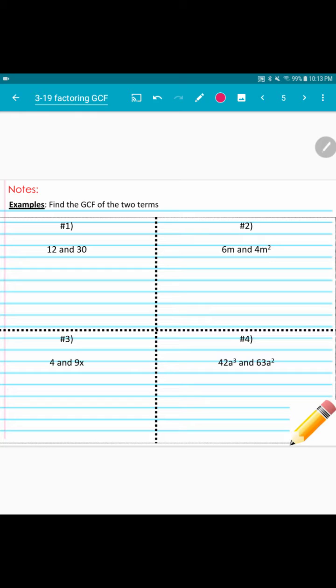Okay, so greatest common factors of 12 and 30. So I want to start by making a list of what numbers multiply into 12 and 30. So 1 times 12, 2 times 6, and 3 times 4. Now for 30, we have 1 times 30, 2 times 15, 3 times 10, 5 times 6.